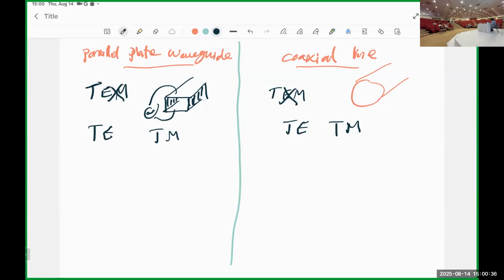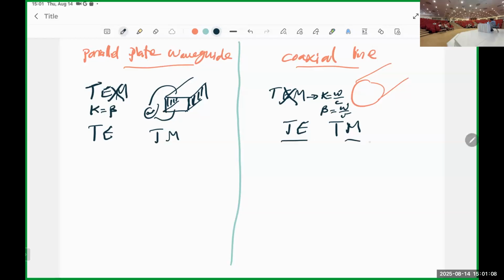Now, for TEM mode, I'm going to use K as the wave number. Hope you guys remember these. Always we're going to have K equals omega over c, and beta is always omega over velocity. For TEM, K always equals beta. Beta is the phase constant. K is the wave number.